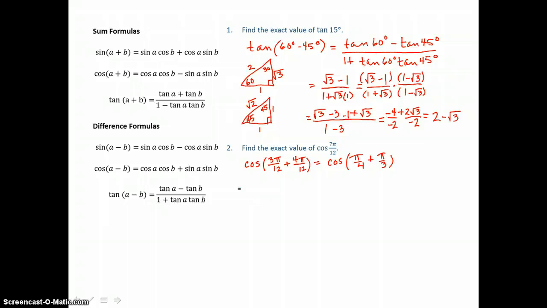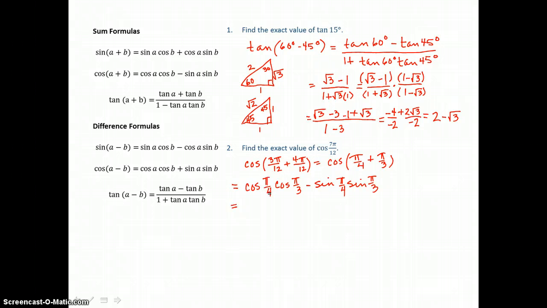Now these are special angles, so I will use now the sum formula for cosine and write this as the cosine of pi over 4 times the cosine of pi over 3 minus the sine of pi over 4 times the sine of pi over 3. Okay, and now substituting in values for those functions.